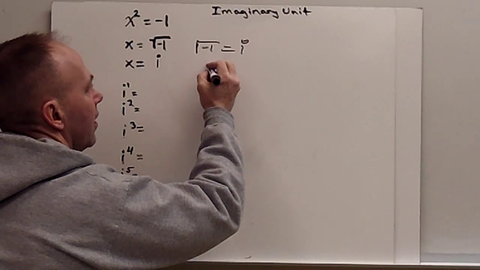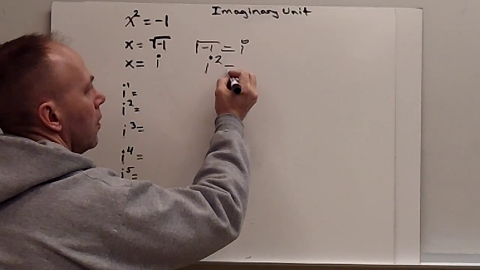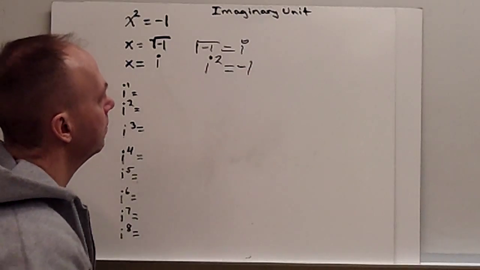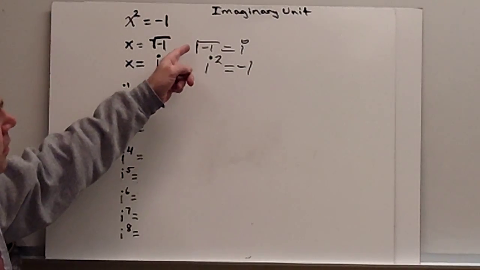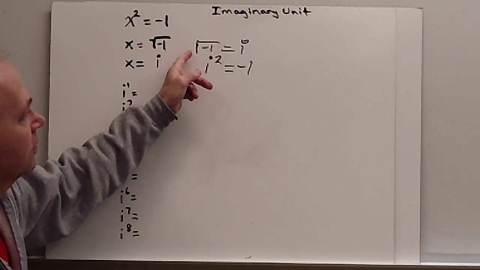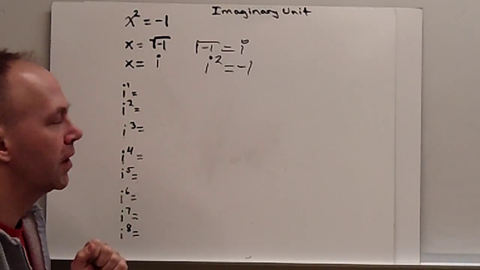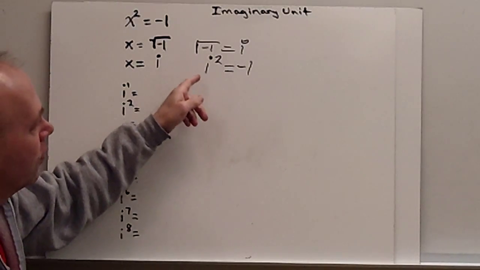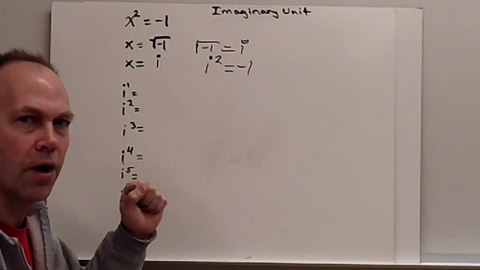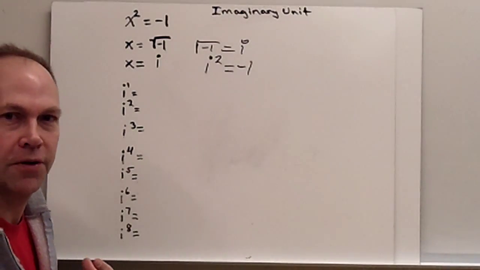Now, the implication, if the square root of negative 1 is i, means that if I take i and raise it to the second power, I'll get negative 1. You need to hold this relation in your mind when you work with imaginary numbers. If you can do that, square root of negative 1 is i, i squared is negative 1, you will be able to work with and manipulate imaginary numbers.